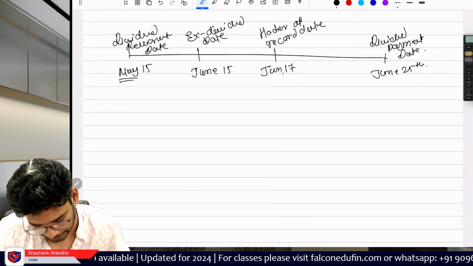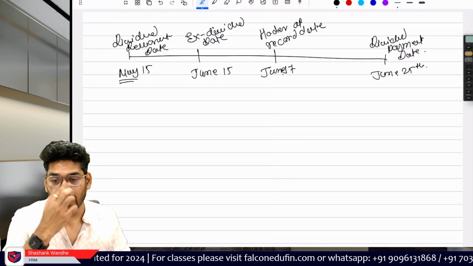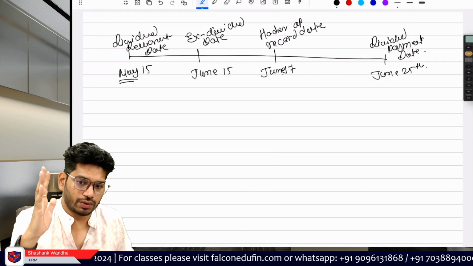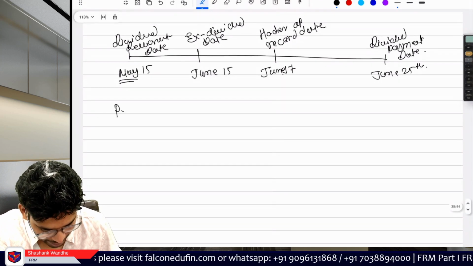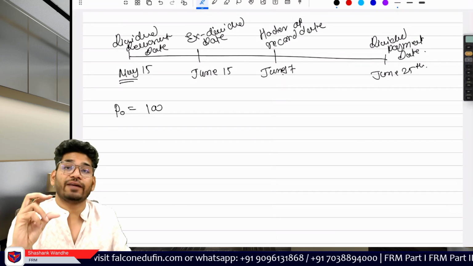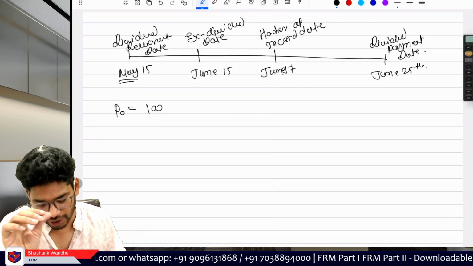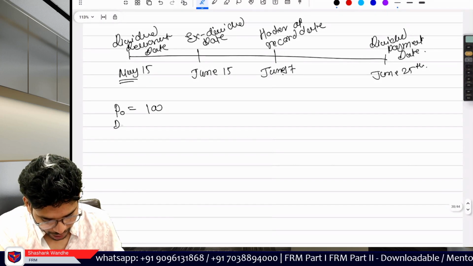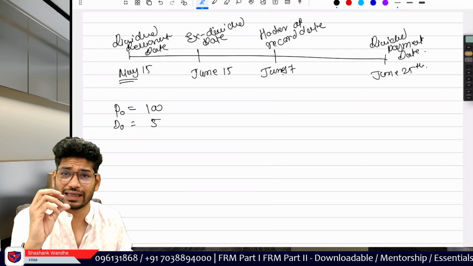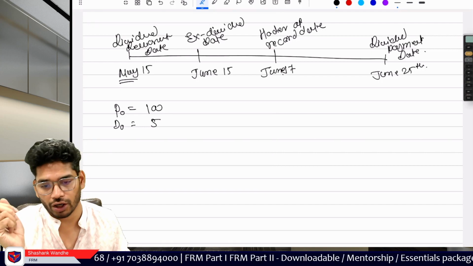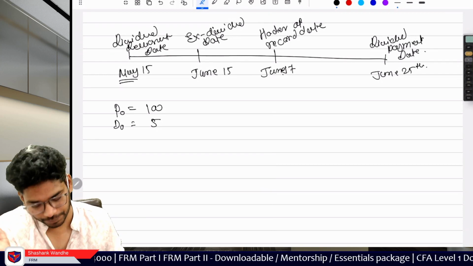Now see what happens. When the company declares a dividend, the company will provide the dividend value. Currently the price of the share is 100, and I'm converting the dividend declared by the company into dollar terms. Let's say in dollar terms the per share dividend will be $5. The company will declare the dividend in percentage terms, but we are converting it into dollars. Now the price is 100 and the dividend declared is 5.